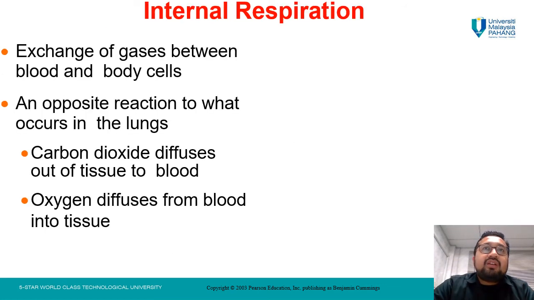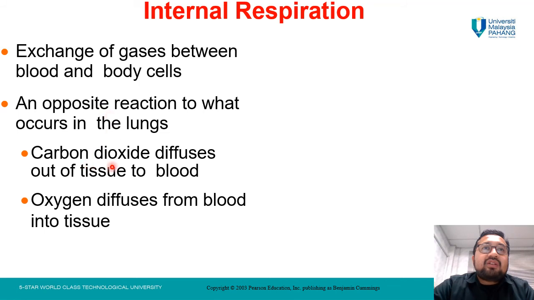So then sampai je dekat tisu ada internal respiration, exchange of gases between blood and body cells, an opposite reaction to what occurs in the lung. Lung tadi terbaliklah, oksigen masuk dalam darah, carbon dioxide keluar daripada darah. By internal respiration, oksigen keluar daripada darah, masuk ke dalam tisu. Carbon dioxide keluar daripada tisu, masuk dalam darah untuk bawa pergi balik ke heart, heart pergi ke lung, exchange of gases, lung pergi ke heart semula, heart dapat oksigen balik dan pergi balik ke tisu untuk exchange of gases occur. So there is a cycle lah there.